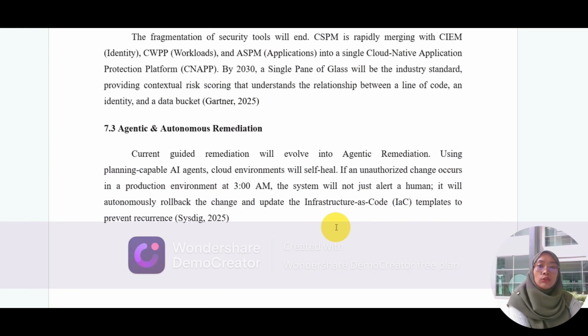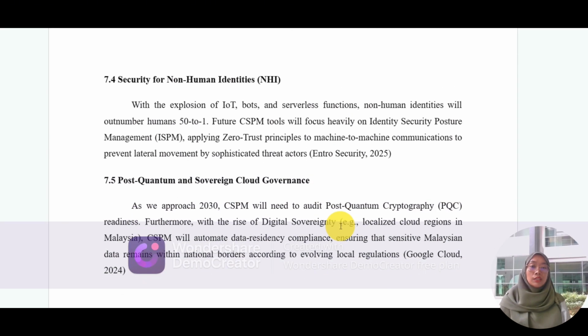Next is convergence into CNAPP, which is the unified fabric. The fragmentation of security tools will end. CSPM is merging with CIEM, which is identity, CWPP, workloads, and ASPM, application. All of this will be combined into a single cloud-native application protection platform, CNAPP. And by 2030, a single pane of glass will be the industry standard, providing contextual risk scoring that understands the relationship between a line of code, an identity, and a data bucket.